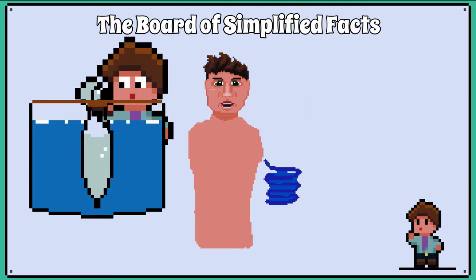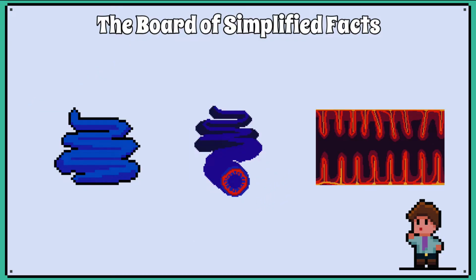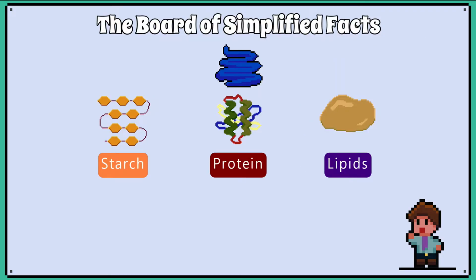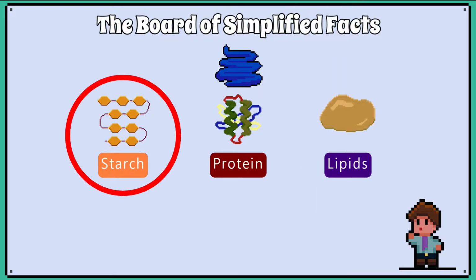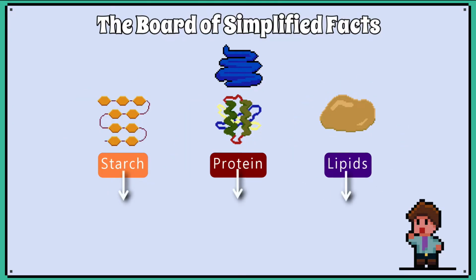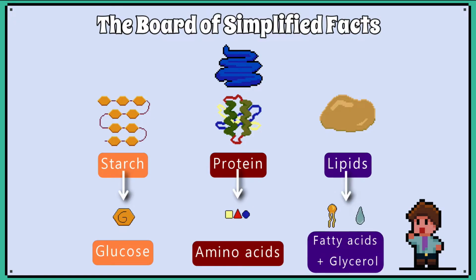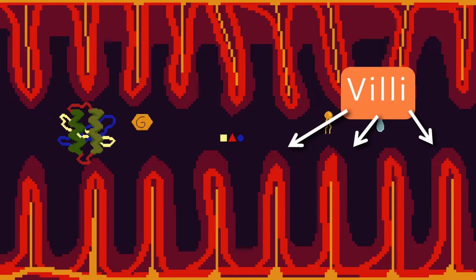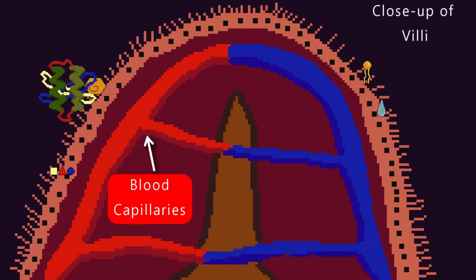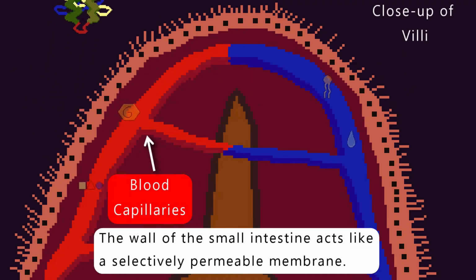Visking tubing can be used to model the small intestine regarding absorption. We will look at how the small intestine is adapted for absorption and the limitations the visking tubing has as a model of the small intestine. In our small intestine, the large insoluble food molecules, starch, protein, and lipids, are being broken down into their respective smaller soluble food molecules, glucose, amino acids, and fatty acids plus glycerol. Only the smaller soluble molecules can diffuse through the small intestinal wall and into the bloodstream by diffusion. The wall of the small intestine acts like a semi-permeable membrane.